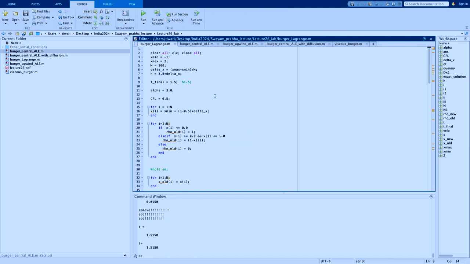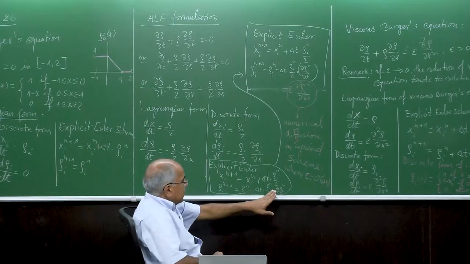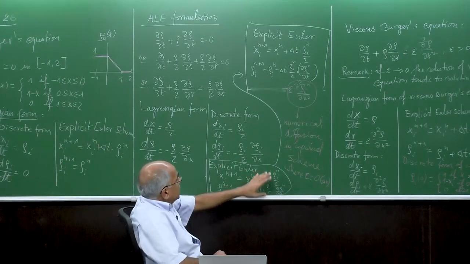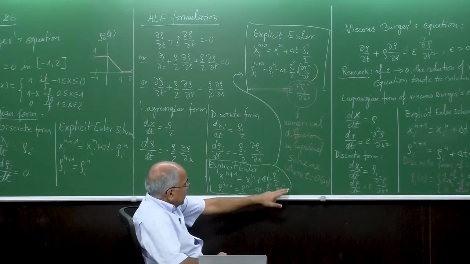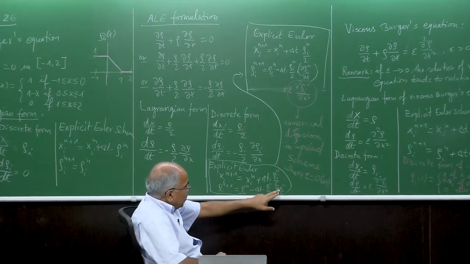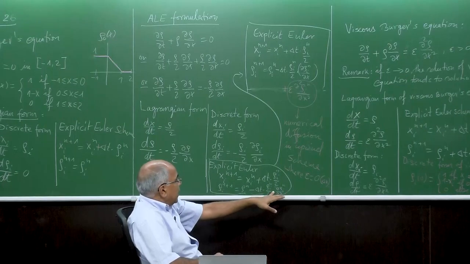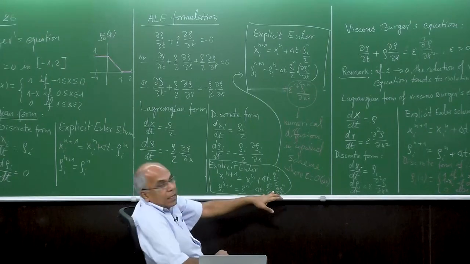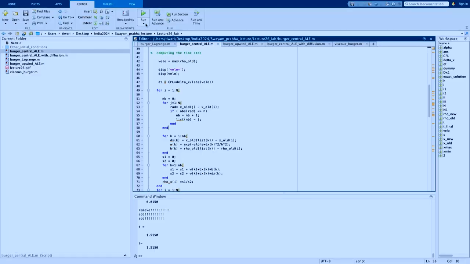So no need to compute derivative. Now let us come to the ALA formulation here. ALA formulation is without artificial, without numerical diffusion. Just I compute the first order derivative with respect to rho with the central difference formula. So I guess that I will have the oscillation like in the finite difference case. Let us check.